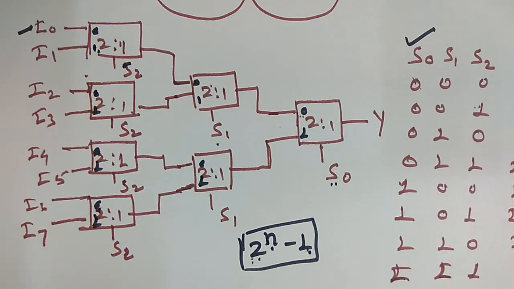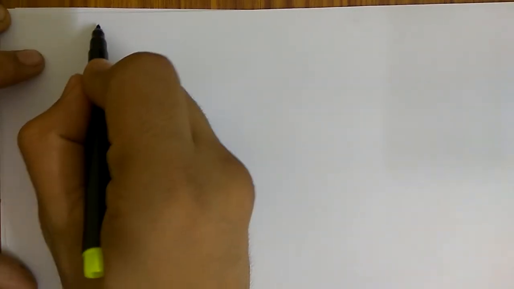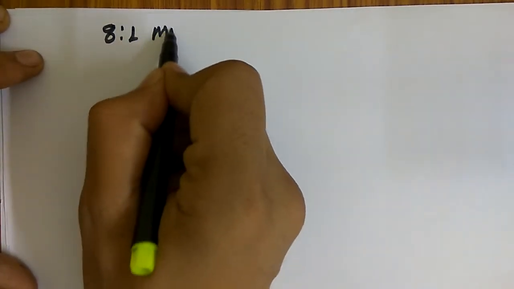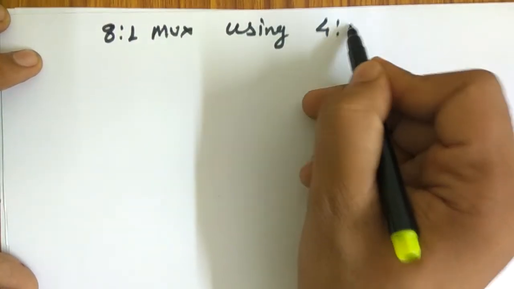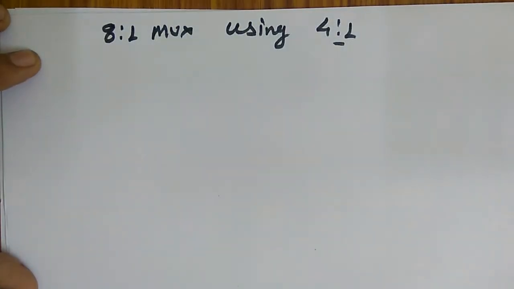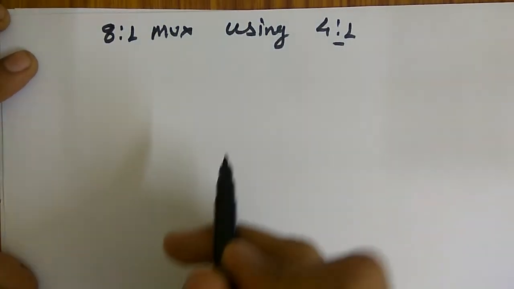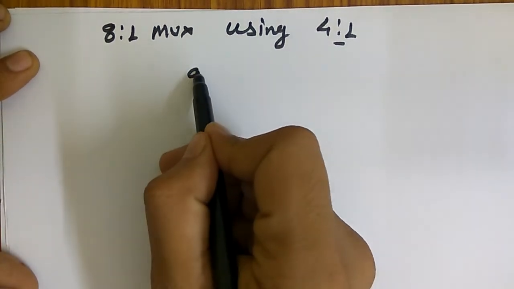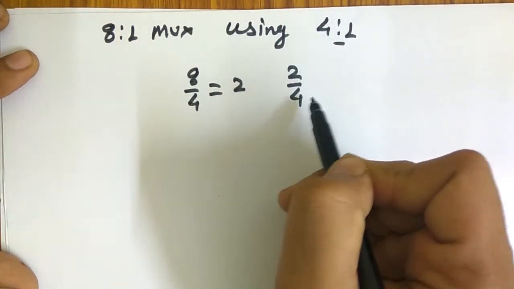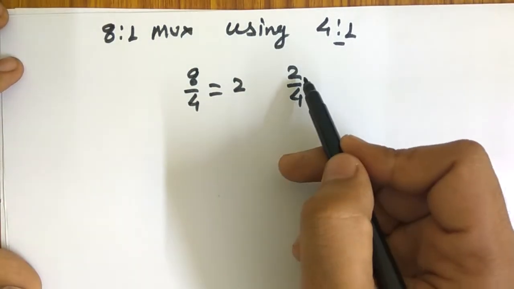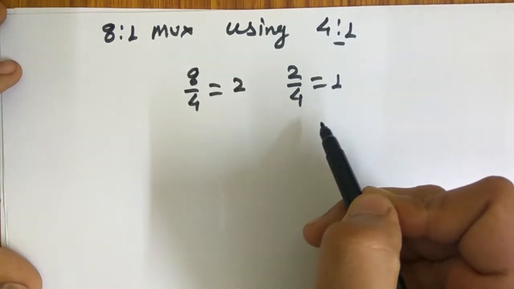And I will solve one more problem, then the rest you have to solve. So guys, I am implementing the 8 raised to 1 mux using 4 raised to 1 mux. This is the task for us. Just see, divide 8 by 4, so this will be 2, and divide 2 by 4, we know that this is not completely divisible, this will go one time.